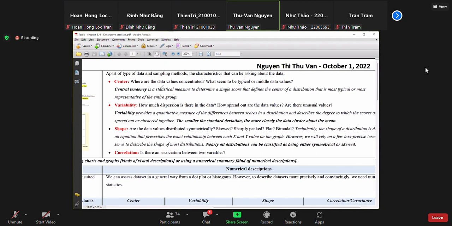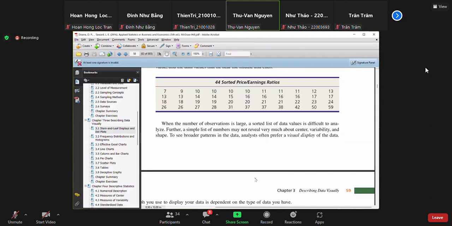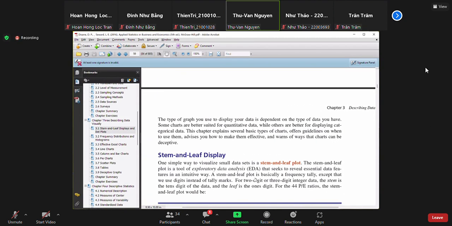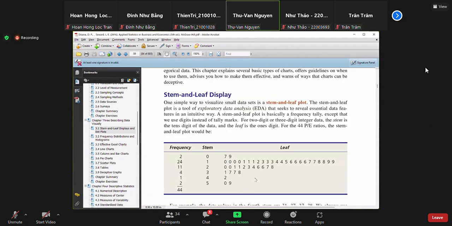So here are the first three questions that we can ask about the data set, apart from type of data and sampling methods: center, variability, and shape of distributions. So let's go back to the data set. Here, first, we will use the stem and leaf displays. This is a simple way to visualize the data set.